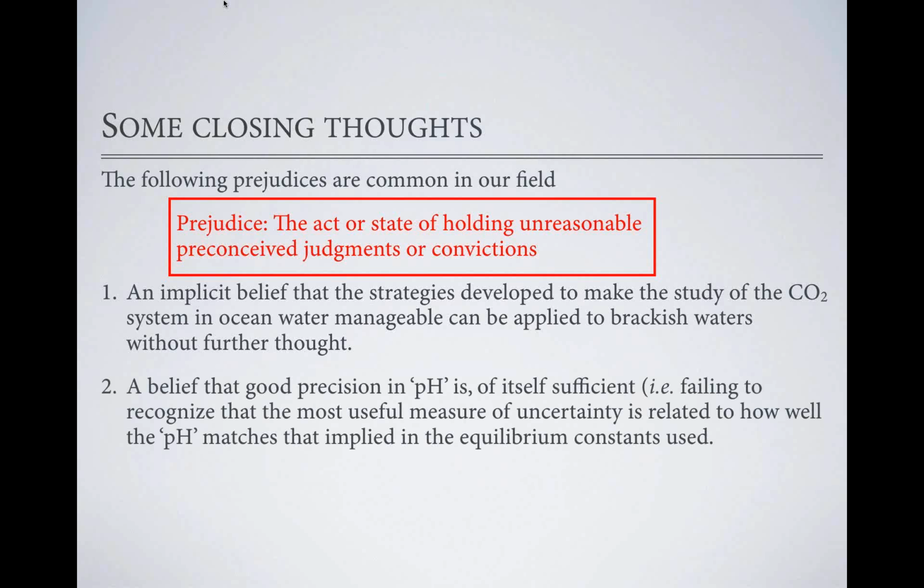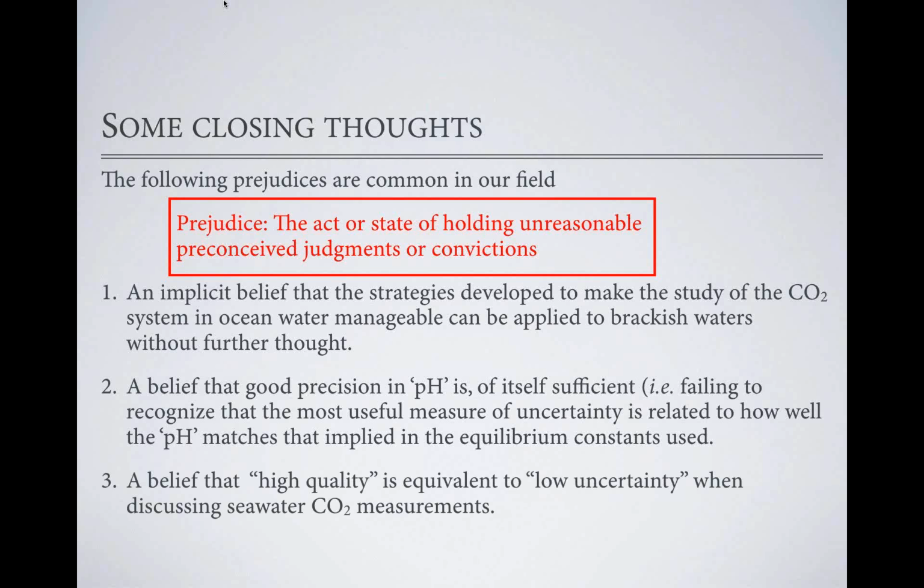The problem with pH is often you can get a perfectly good precision. But the precision doesn't tell you enough, because the most useful measure when you're going to do calculations with pH, and realistically, why else would you even measure pH if you weren't planning to do such calculations? It's related to how well the pH itself matches that implied in the equilibrium constants you used. And as I mentioned, the problem we've got is as you go to lower salinities, that's not yet so well defined.